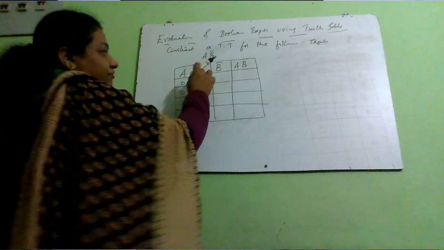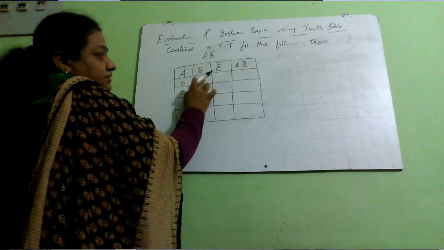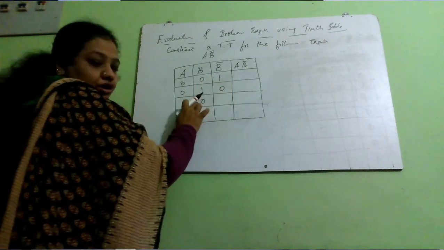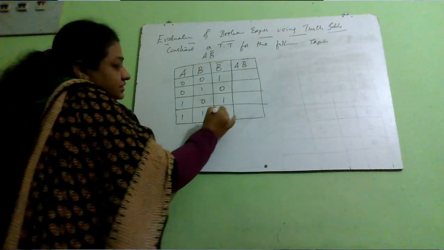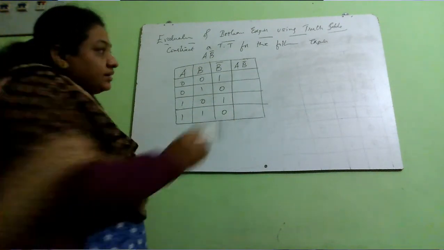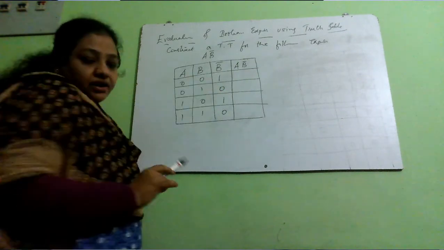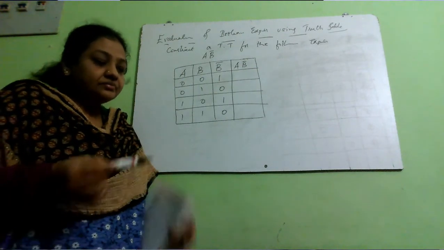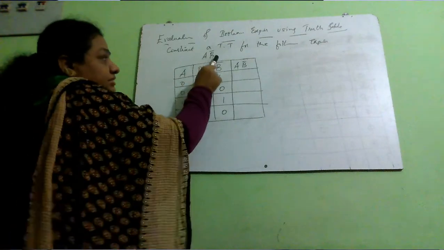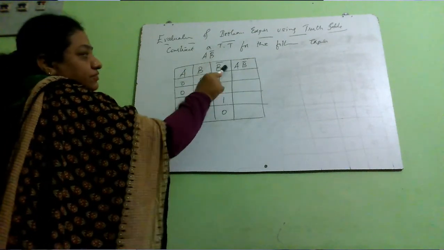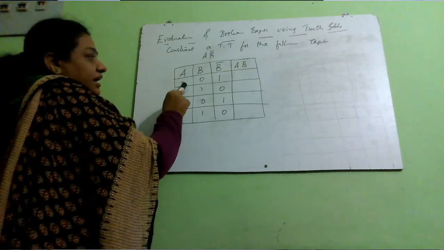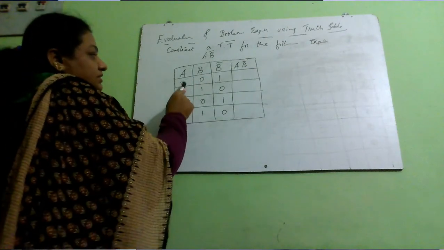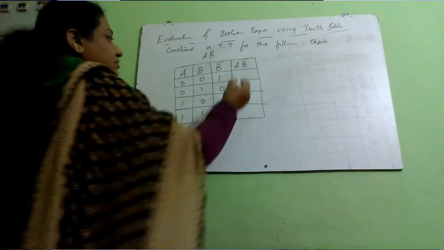A, B bar, that is A is ANDed with the complement of B, not of B, ORed with C and then ORed with not of D. So, this is a Boolean expression. Like a normal expression, there are operators and operands. A normal expression is a combination of operator and operands, whereas a Boolean expression is a combination of logic variables and the basic operations of Boolean algebra, that is AND, OR or NOT.